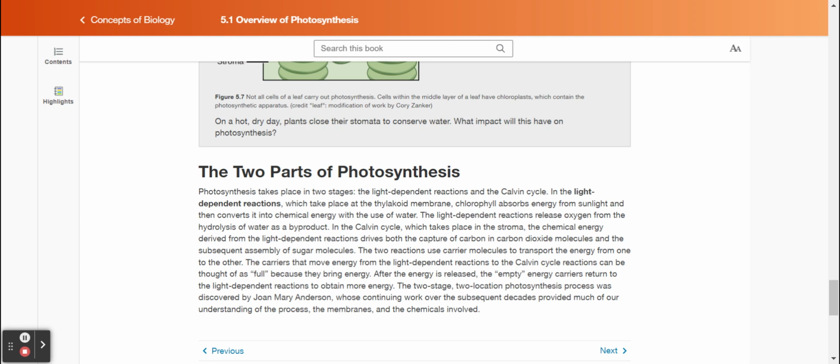more energy. The two-stage, two-location photosynthesis process was discovered by Joan Mary Anderson, whose continuing work over the subsequent decades provided much of our understanding of the process, the membranes, and the chemicals involved.